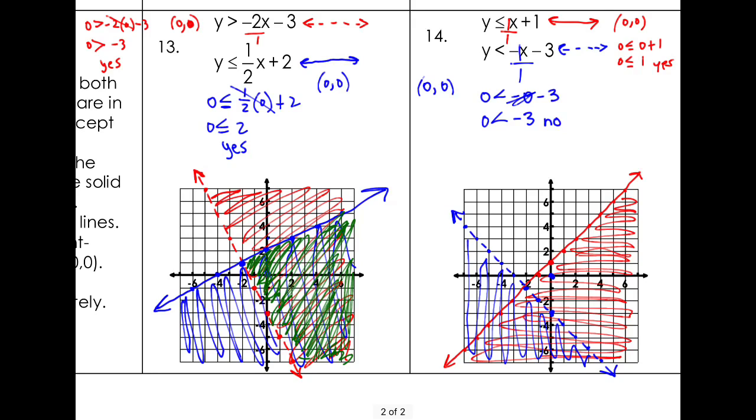Okay, and what area has both shadings? It is this one right here, and we'll fill that in with green. And those are your solutions.